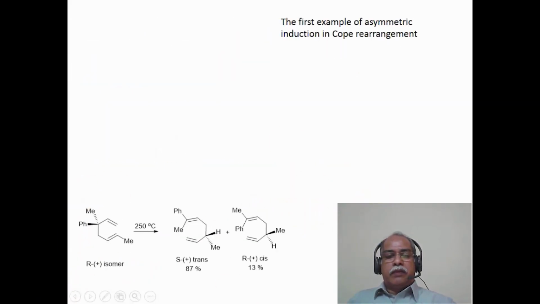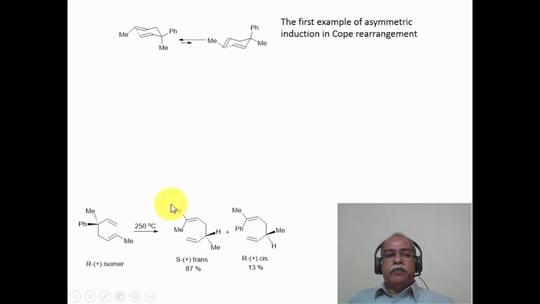Let us come to this example. When the R plus trans isomer of this molecule is taken and heated, it produces the S plus trans isomer. This is a trans geometry, or the R plus cis isomer. In other words, these are the two molecules that are produced from the starting material. This is highly stereospecific in the sense that it produces an S with the trans stereochemistry, or an R with the cis stereochemistry. These are the mixture of compounds that is formed. The S cis and the R trans are not formed. That is why this is highly stereospecific in nature.